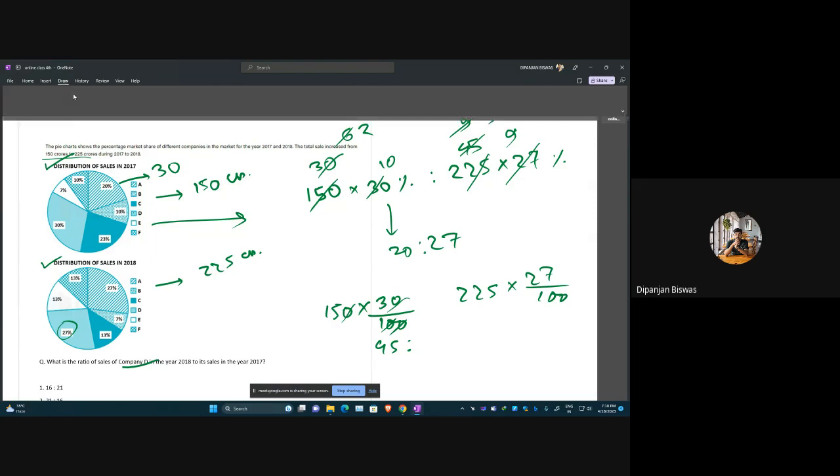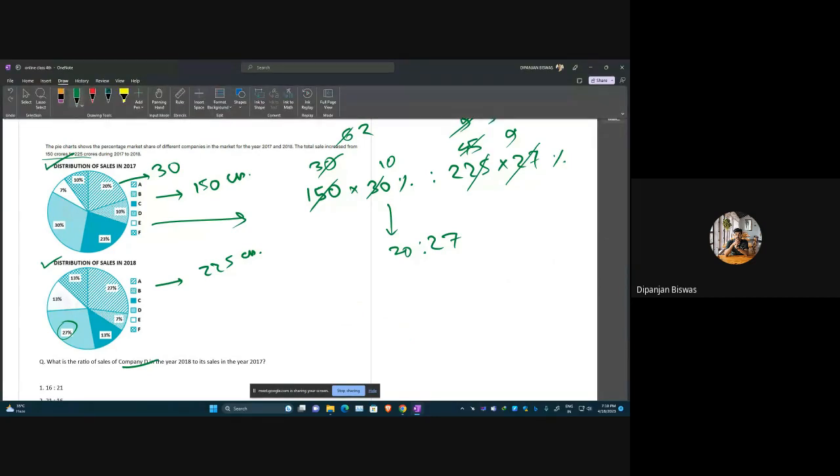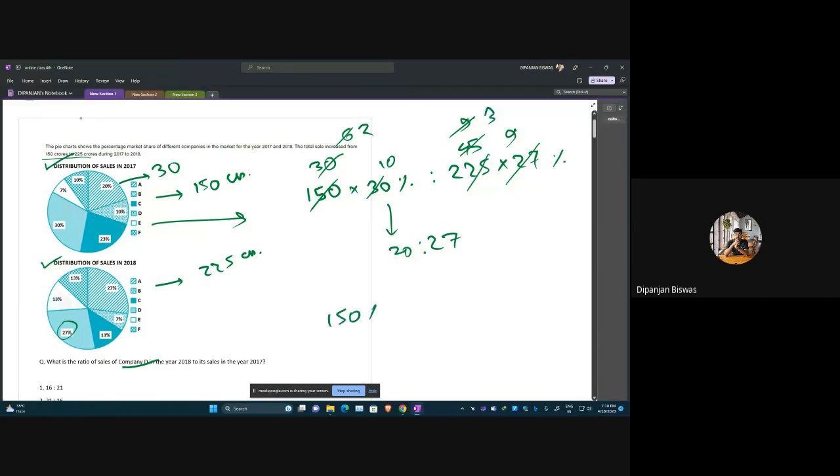Like if you do it this way, as all of you know, to find data of a percentage, you have to divide it by 100, like 150 into 30 by 100. Here also 225 into 27 by 100. So why didn't I write the divide by 100 in here? Because 100 will be cancelled out. The ratio of the sales has been asked in the question, and whenever a ratio has been asked, you don't need to divide it by 100 because everything will be cancelled out. I hope this is clear to everyone. Then we'll move to the next question.